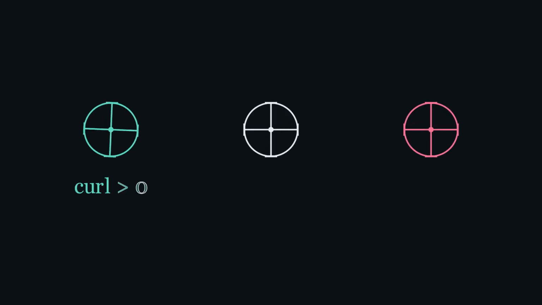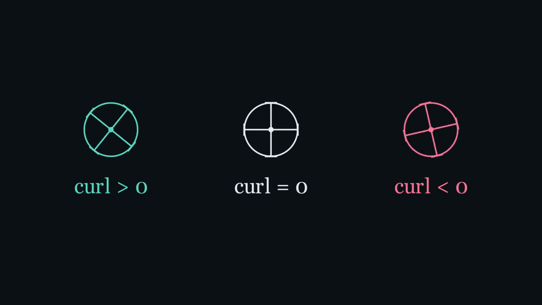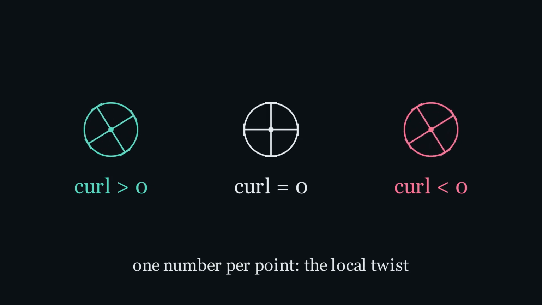So curl is the paddle wheel's answer. At every point you ask, if I pin a tiny wheel here, which way does it spin and how hard? Spin counterclockwise, we'll call that positive curl. Clockwise, negative. Wheel sits dead still, zero curl. And in 2 dimensions, that's the whole story. Curl is basically one number per point telling you the local twist.